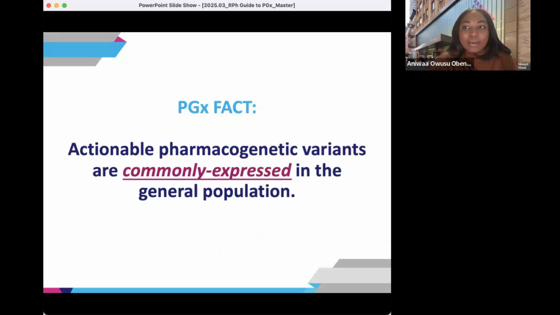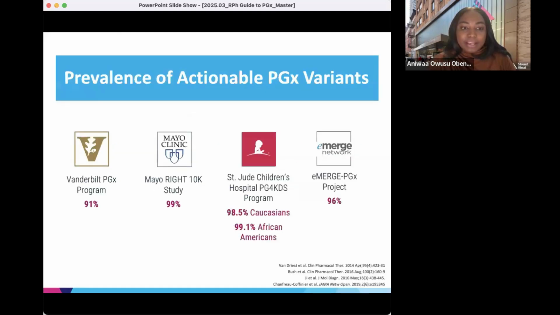Another fact that I want to put out there is that actionable pharmacogenetic variants are commonly expressed in the general population. Once again, my bet would be that of the people on the line today, almost everyone carries at least one actionable variant. I'm not saying a rare variant. I'm saying a variant that, if we knew something about it today, you would do something different about some of the medications that you are currently taking or ones that you may take in the future. So these are very commonly expressed.